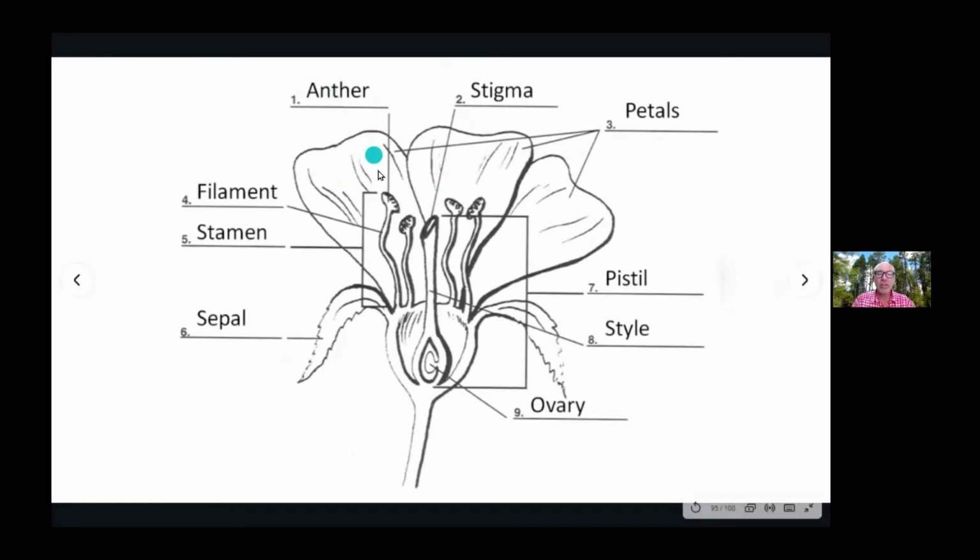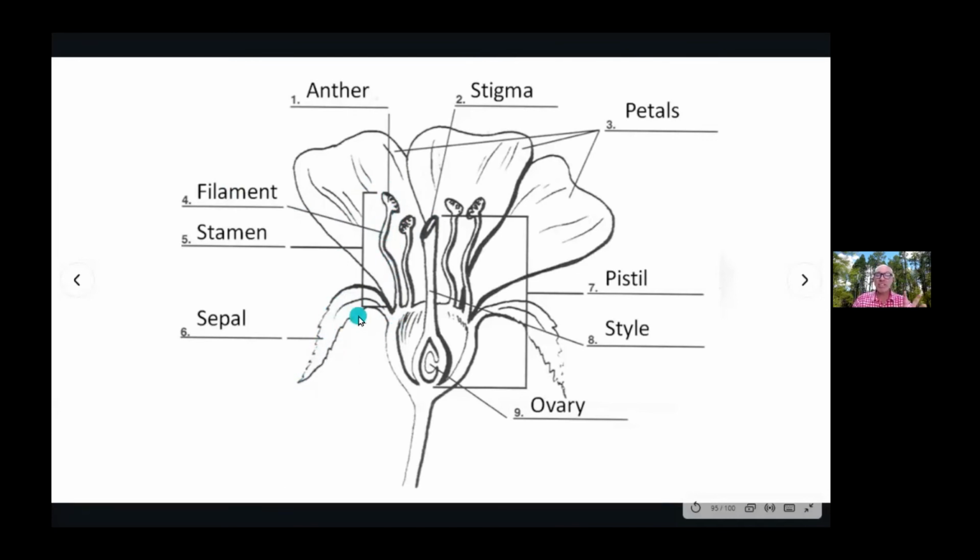The anther is where the pollen is produced. The filament is that structure that holds the anther up into the air. Now the anther could have a shape, a size, a color. The filament could have a length, or you count up the number of filaments. Together, these are referred to as the stamen.